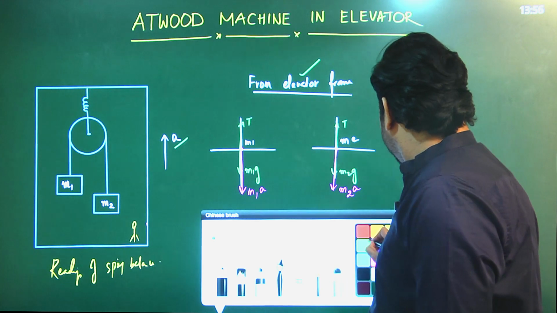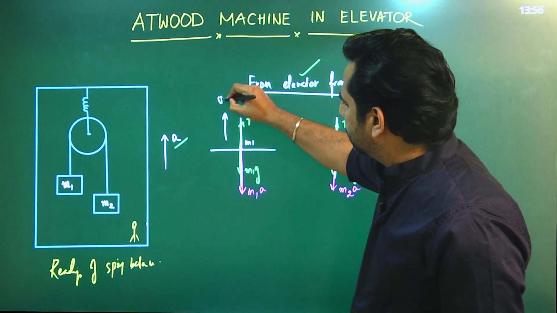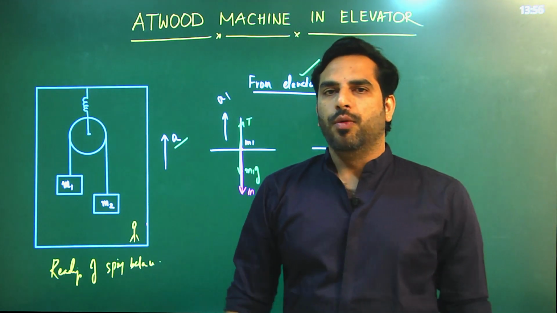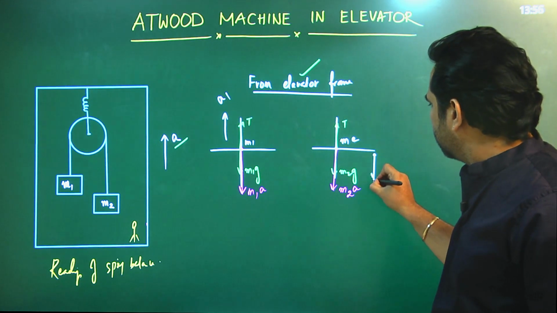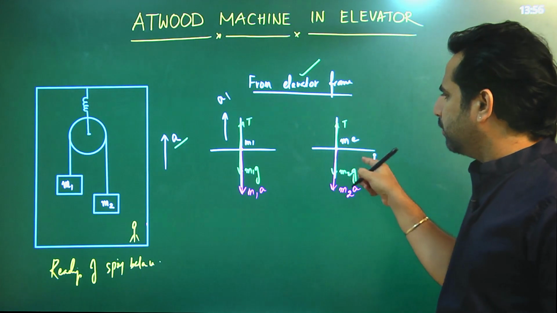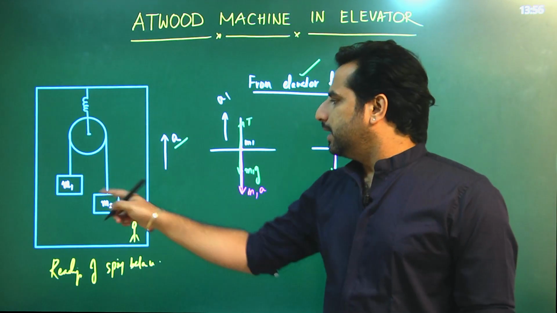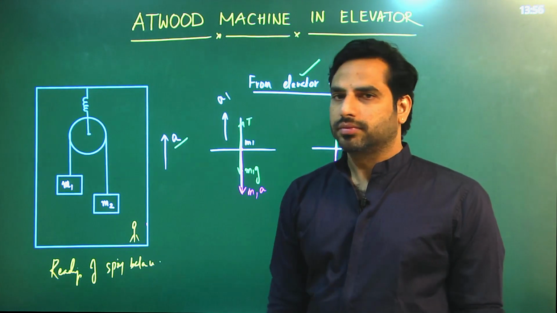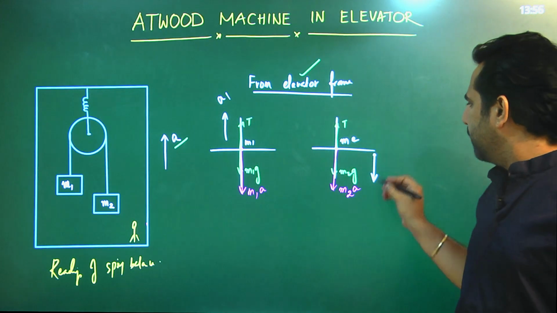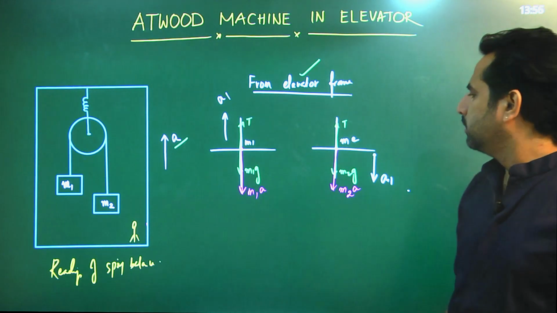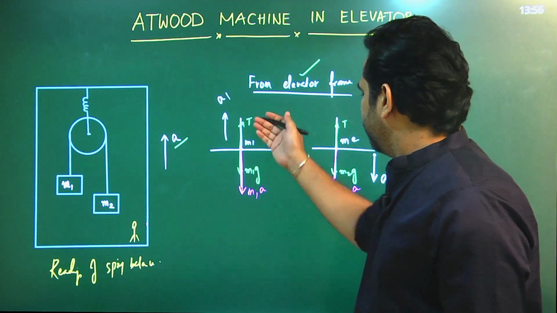Now if the acceleration of M1 is a1 up, where a1 is the acceleration of M1 with respect to the elevator, then by constraint equations we can understand the acceleration of M2, because the motion of M1 and M2 is constrained by each other as they are connected with a string. If M1 is accelerating with an acceleration a1 up, then M2 will have acceleration a1 down as seen from the elevator. Now just apply Newton's second law.